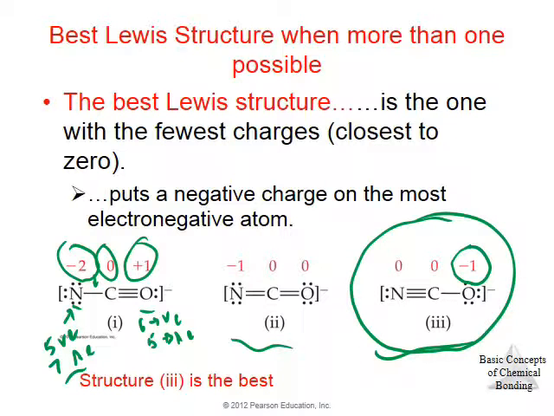So you'll also need to include, in addition to formal charge, first look at the formal charge which is closest to 0. If there is more than one such structure, then look at the structure which has the negative charge on the most electronegative element. So that way we identify 3 to be the best structure.